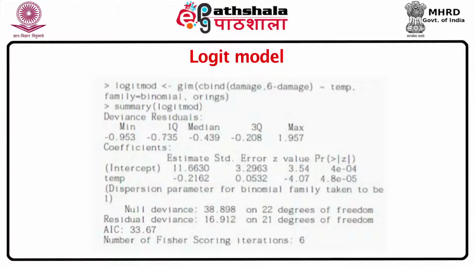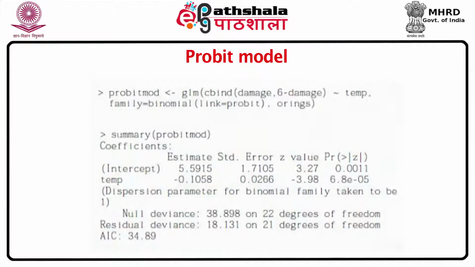I fit this using the glm command, and I store the result in the object logitmod. When I do summary of logitmod, it gives me some output including the value of the intercept and the temperature. Now these are the betas which were included in the linear predictor. In this particular case, I'm not really interested in the betas per se, but I'm interested in the value of the prediction. However, before going to that, let me also fit the Probit model.